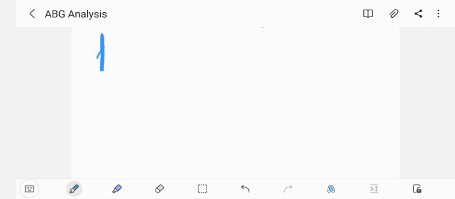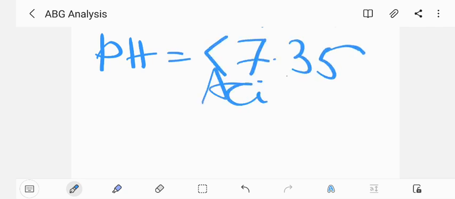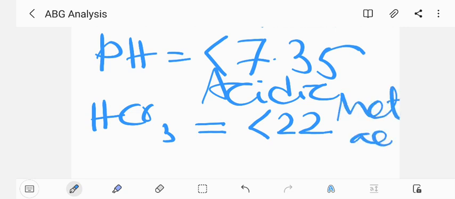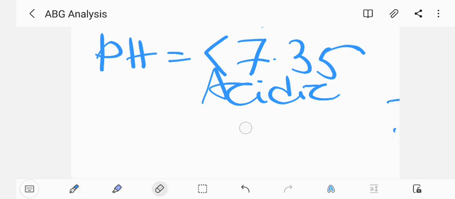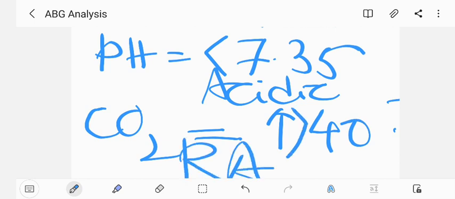First, you have to notice the pH. If pH is less than 7.35, the condition is acidic. Then look at bicarbonate. If it is less than 22, it is going towards acidosis, so it is metabolic acidosis. Okay, and if pH is this and your CO2 level is increased, greater than 40, so it is respiratory acidosis.